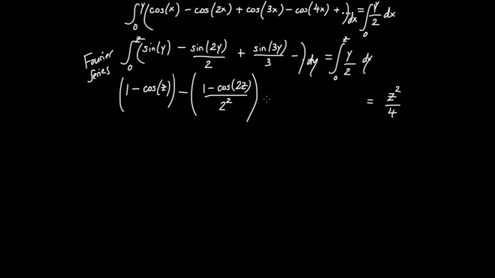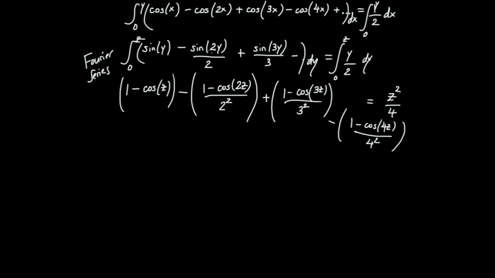That's going to be a second term. The next term is going to be plus 1 minus cosine of 3z, and hopefully you're seeing the pattern here, divided by 3 squared. And let me write out one last term. Next one's going to be minus 1 minus cosine of 4z divided by 4 squared. So you can see every time that the coefficient is going to come down to the denominator to make all of the denominators squared. And this is really what's going to get us to the solution of the Basel problem. And of course, this is an infinite series that'll be continued, and that's all equal to z squared over 4.